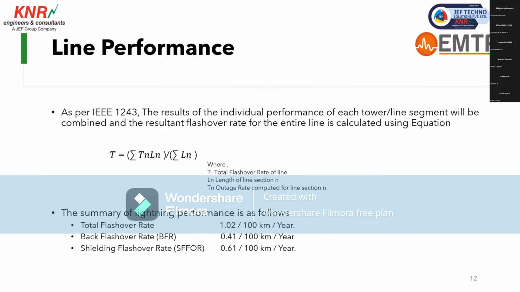So once the individual performance of the towers is estimated, the total line performance can be estimated using this analytical equation as dictated by IEEE 1243. This is just calculated as a weighted sum of the span length. And accordingly, we have 1.02 as the total flashover rate of the entire line of 55-kilometer length. Back flashover rate is 0.41 and shielding failure is 0.6.